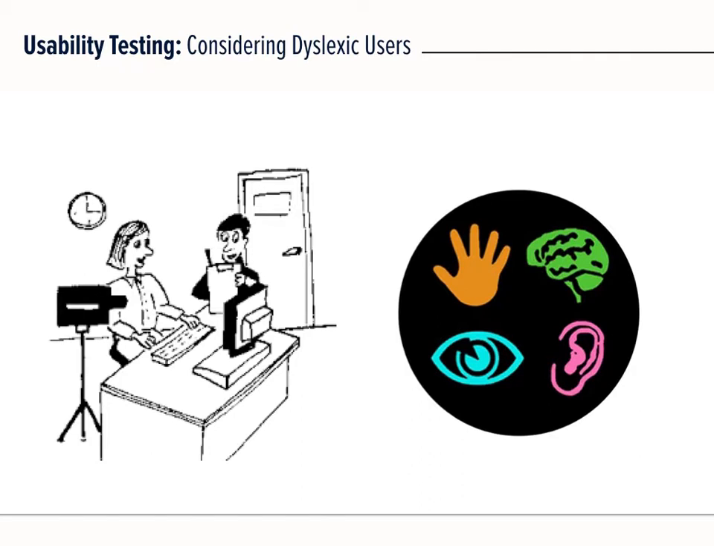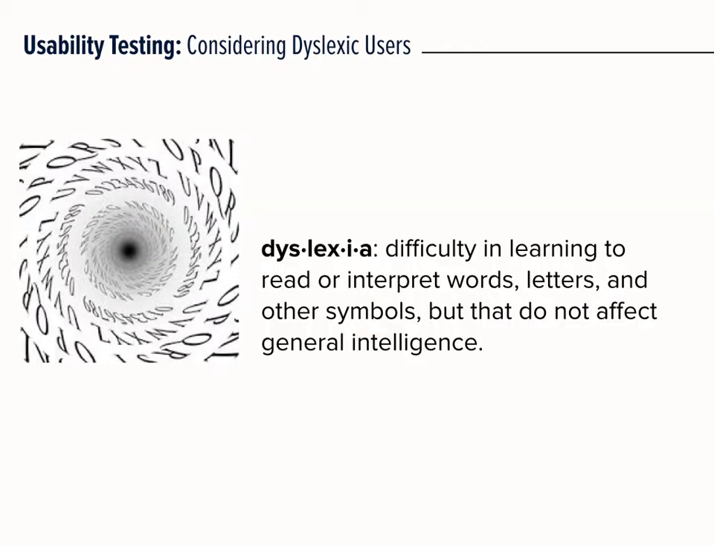As HCI students, many of us are familiar with usability testing. You may also be familiar with accessibility issues, but you may not have considered what happens when a user is dyslexic. First off, what is dyslexia?